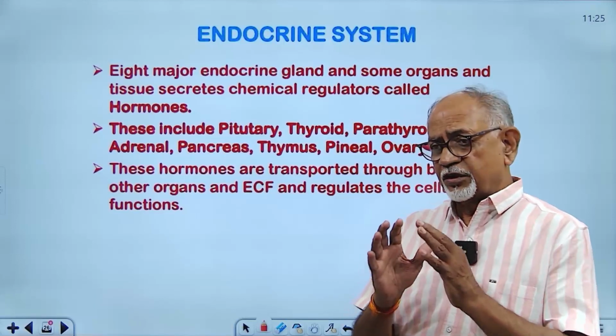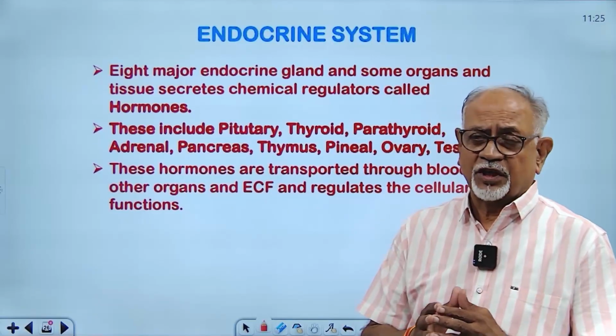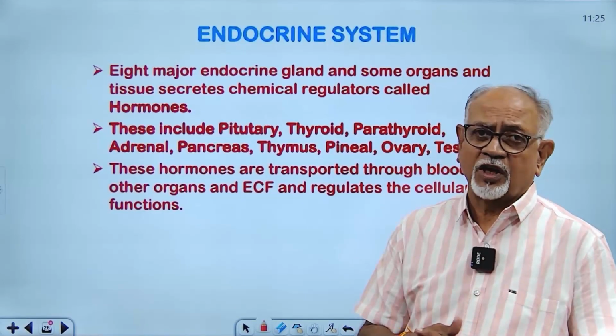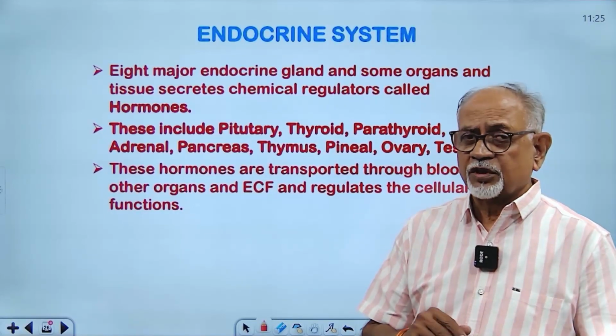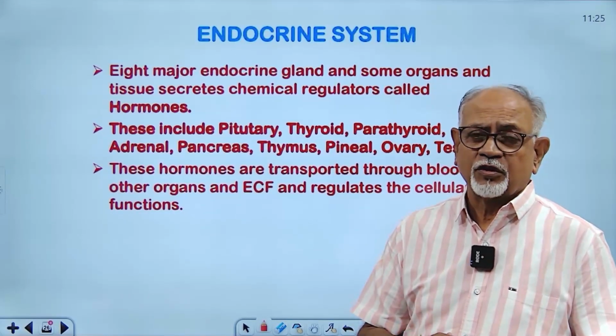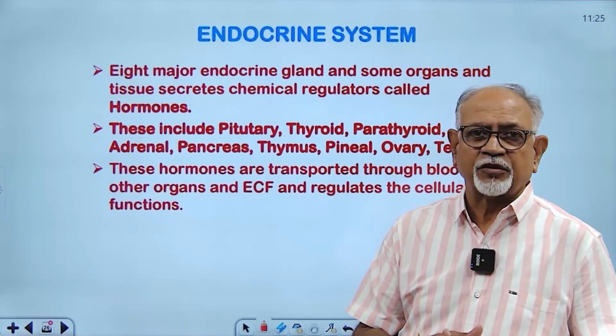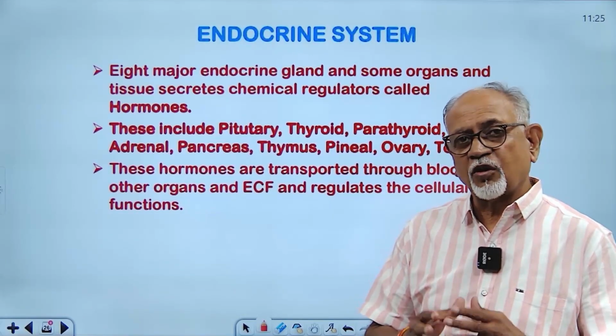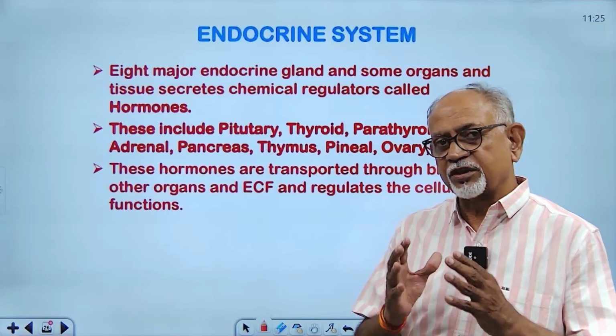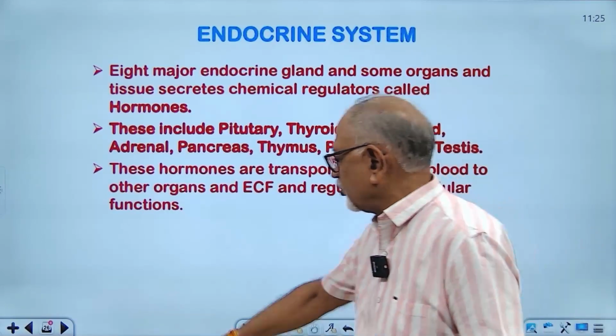So the extracellular fluid has a certain level of hormones which stimulates or suppresses the activity of a particular type of cell, which are the target cells of that particular hormone.